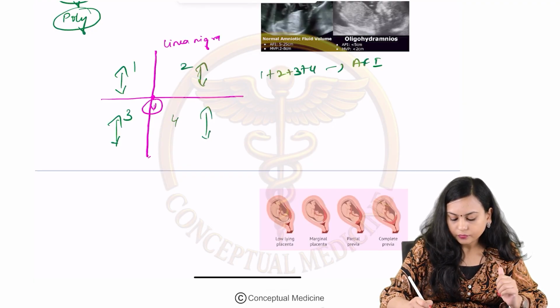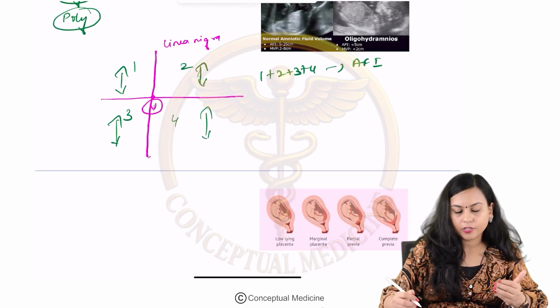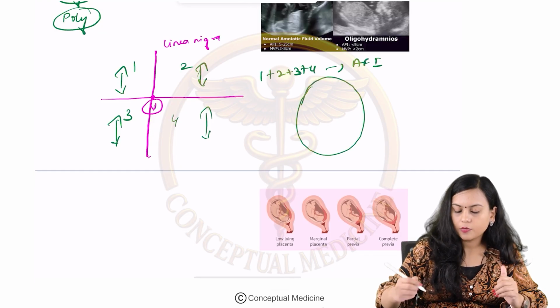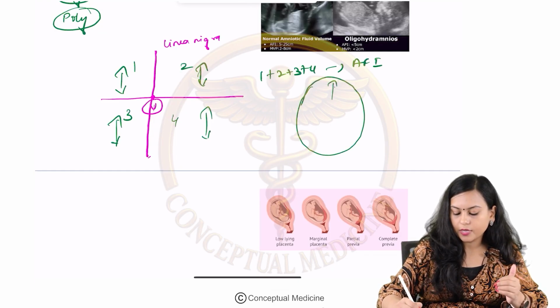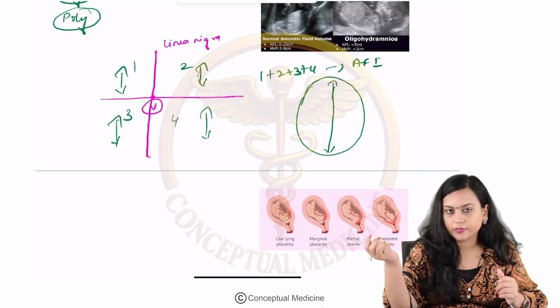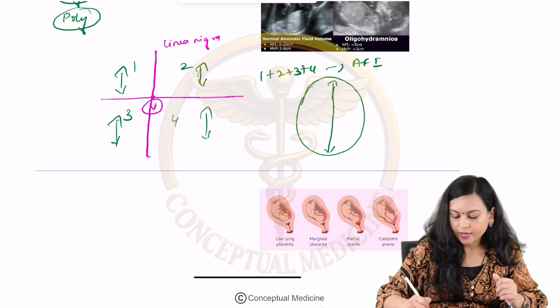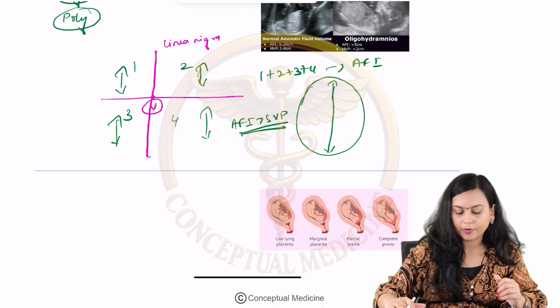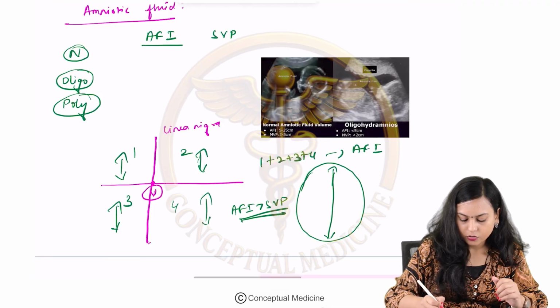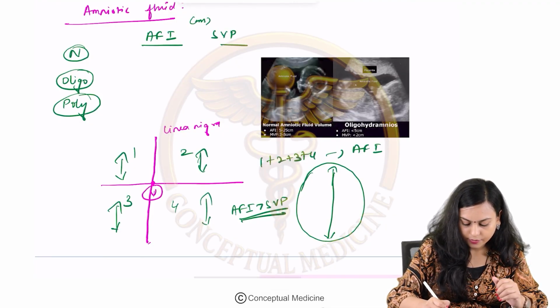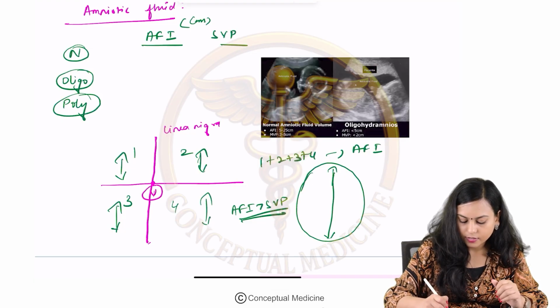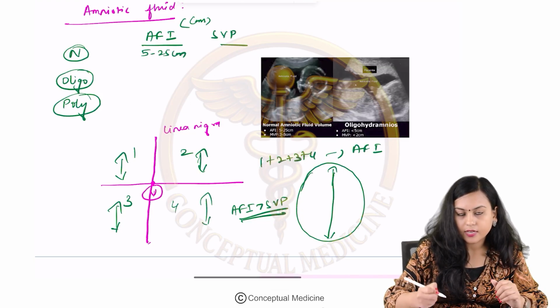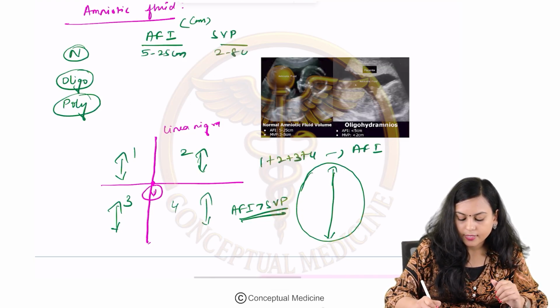And also, if you want to measure the single vertical pocket, you will take the uterus as a whole and measure the longest vertical diameter that is possible. Remember, AFI is more preferred than SVP. It is also more reliable. We'll see the measurements in centimeters. The normal amniotic fluid index is 5 to 25 centimeters and the single vertical pocket is 2 to 8 centimeters.